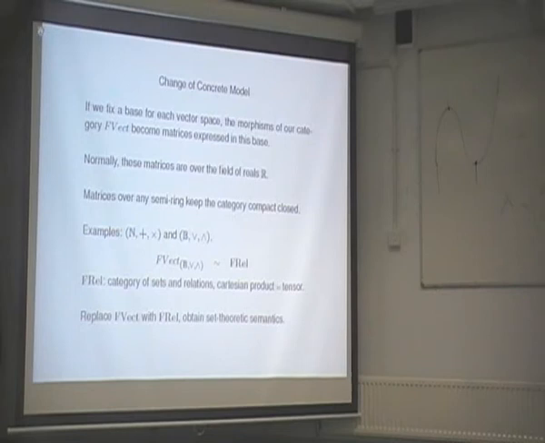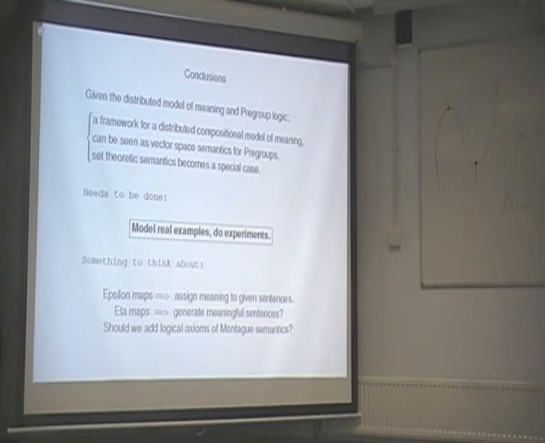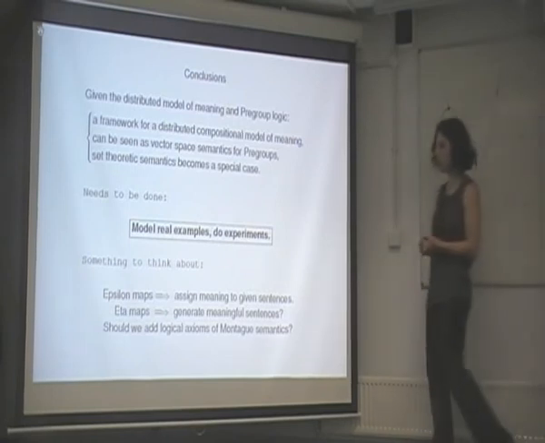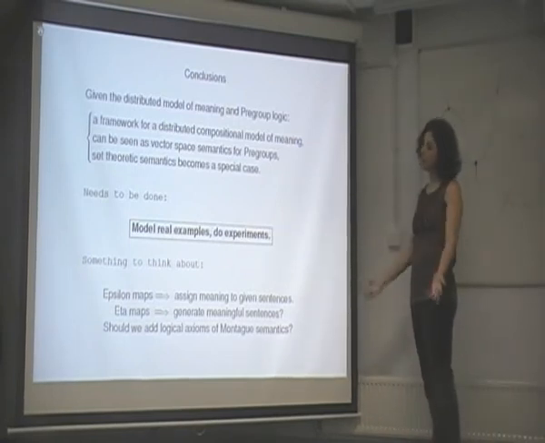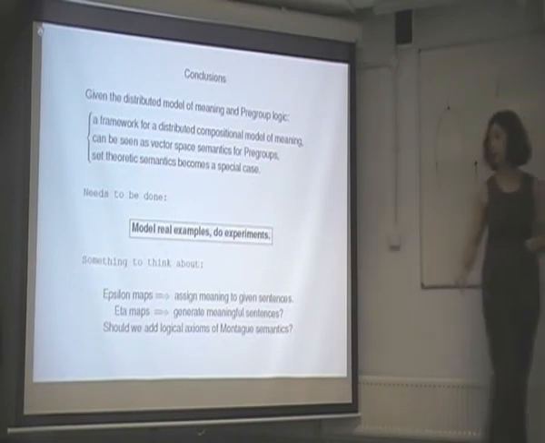This is my last slide. So, conclusions. The next step is really to implement this and do some real examples with real text and see how it works, how these proposals about building vector spaces for words with compound types work. So we only use the epsilon maps in the reductions. And can we actually think of the eta maps as having some linguistic meaning? A very trivial way of thinking is that you can probably use them to generate meaningful sentences, if you reverse the operation.